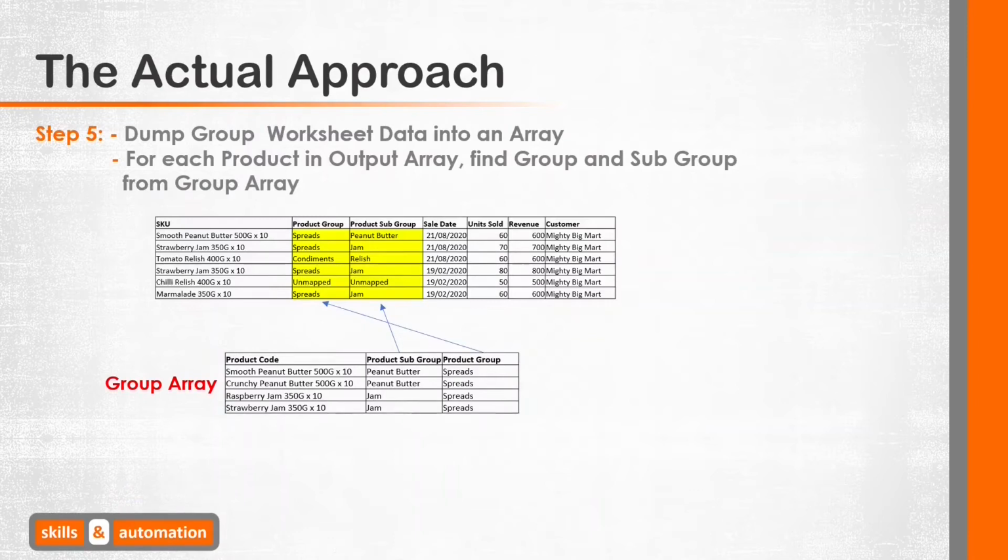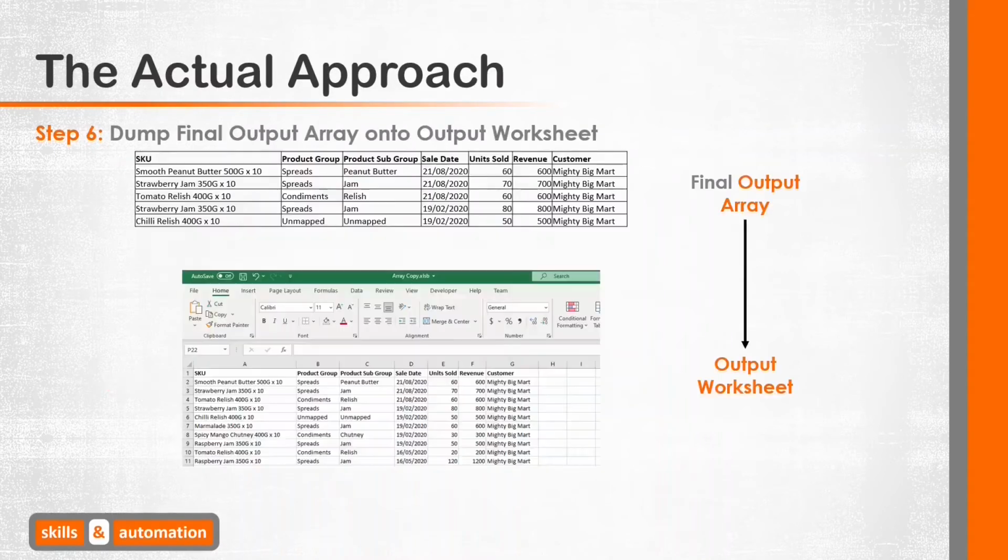Okay, we aren't done yet. We still need to get the groups and the subgroups for the products. For this, we will dump all the data from the group sheet into an array. Of course we will. And then for each product in the newly populated output array, we will find the corresponding group and subgroups in the group array. This is very much like a VLOOKUP. And lastly, we will dump the final output array onto the output worksheet. Okay, I hope that's not too confusing. Let's now start building the code, which will clear away some more doubts.